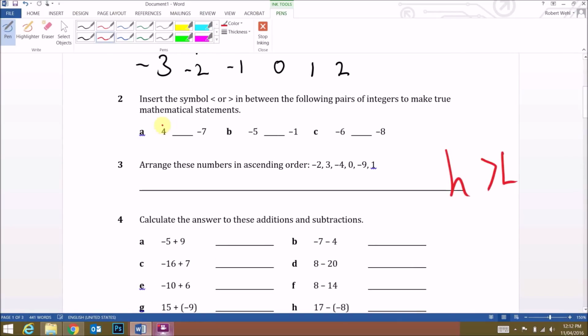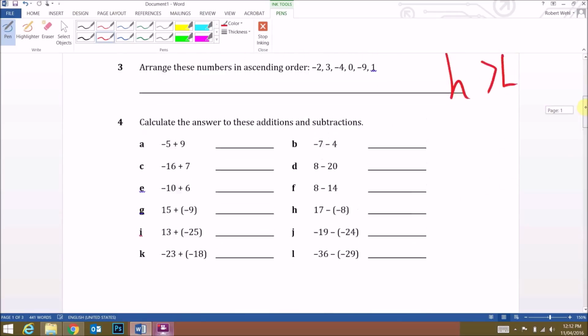Here it says 4 and -7. So that means that that one's the bigger one. So I go that way. -1 is more than -5, so I put it that way. -6 is more than -8, so I go that way. Alright.